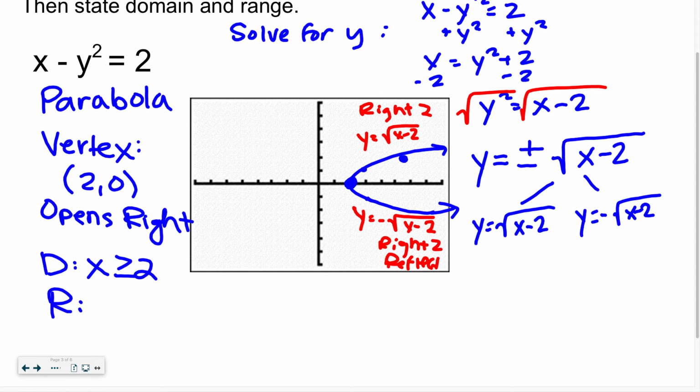What about ranges? All real numbers. This arm's always going up. This arm's always going down. Oops, that's a y. Y equals all real numbers. Okay. Questions?